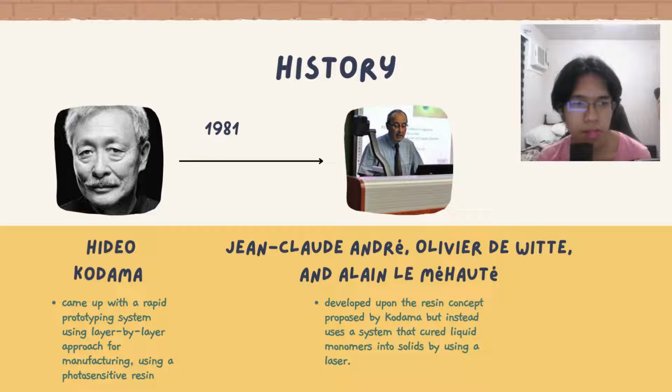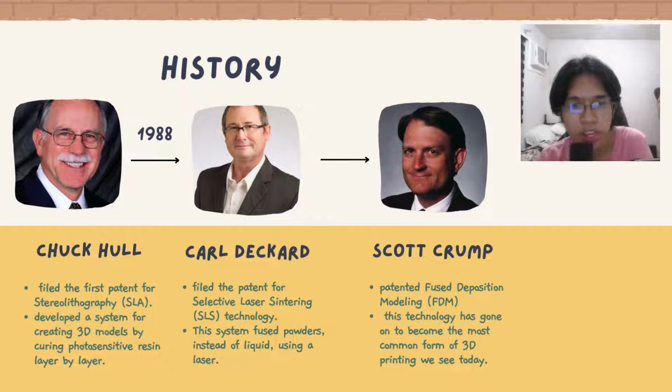Across the world a few years later, a trio of French researchers, Jean-Claude André, Olivier de Witte, and Alain Le Méhauté, were also seeking to create a rapid prototyping machine. Instead of resin, they sought to create a system that cured liquid monomers into solids by using a laser. That same year, Charles Hall filed the first patent for stereolithography, SLA.